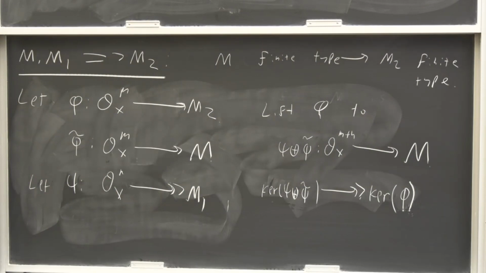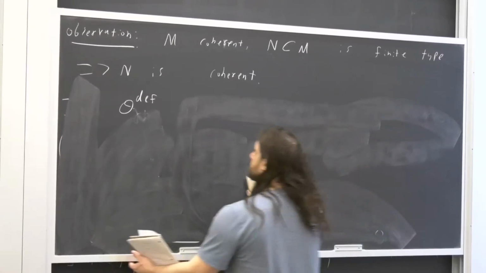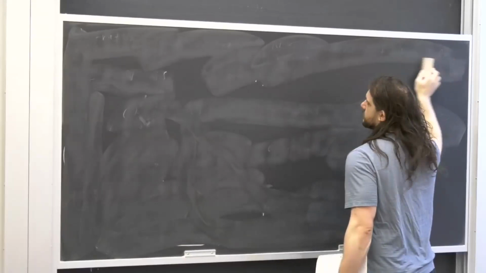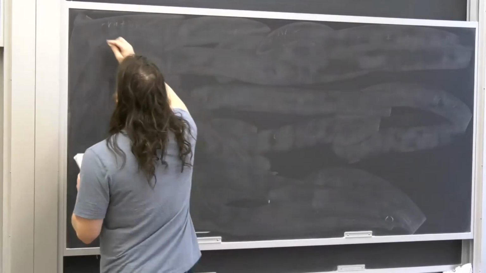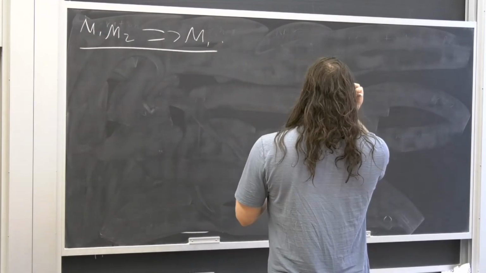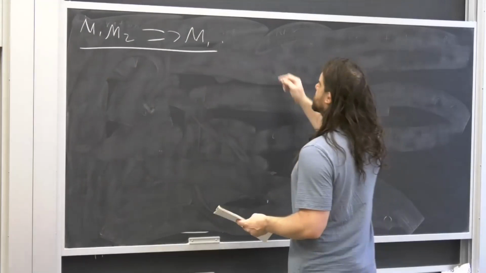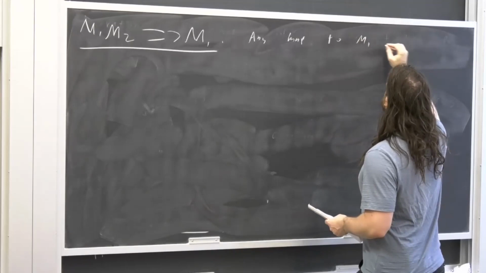Okay, so now the very last one. We want to show that if M and M2 are finite type, that implies that M1 is finite type. Cool. So in this case, the mapping property is obvious. So any map to M1 is also a map to M.